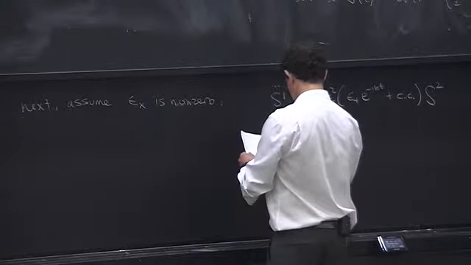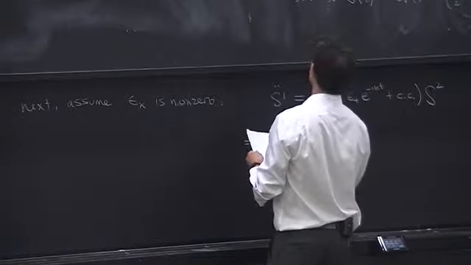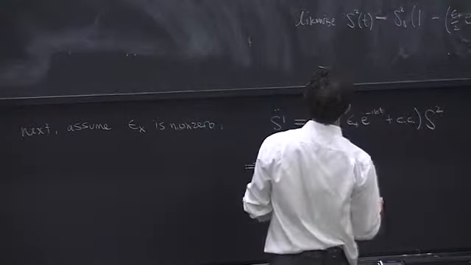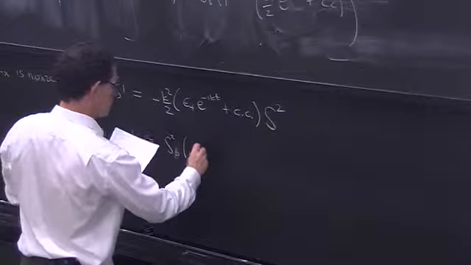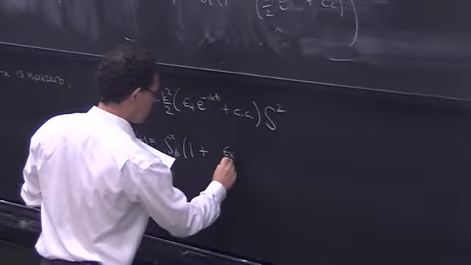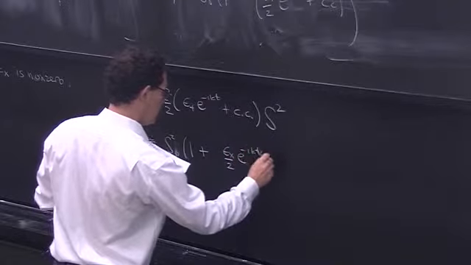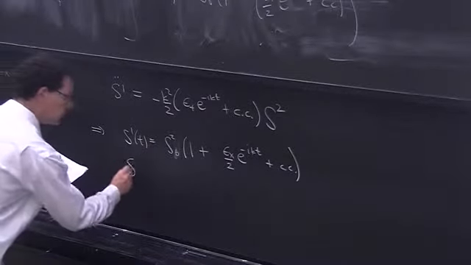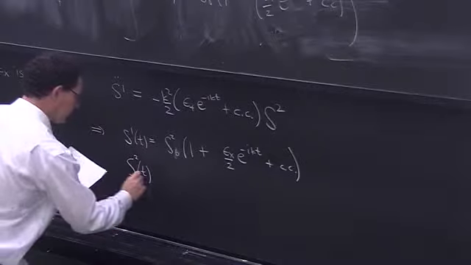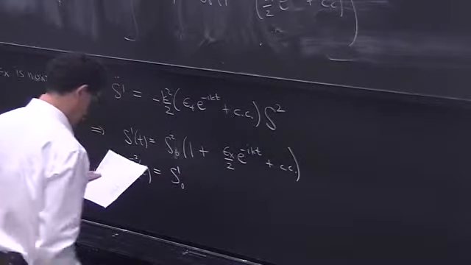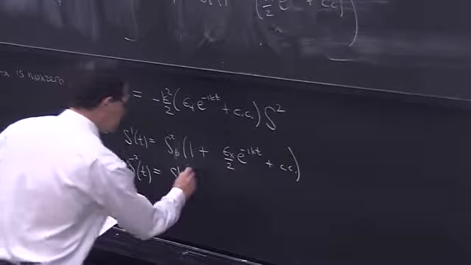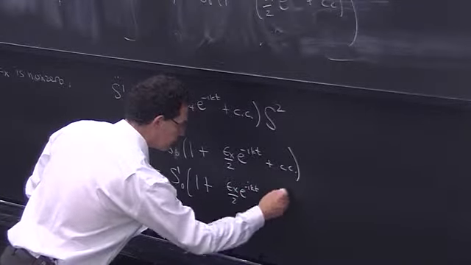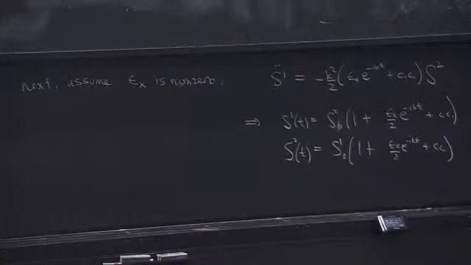And so what this leads to is that S1 of t is S2 of 0, S20, and again, a constant, times 1 plus epsilon cross over 2 e to the minus I kt plus complex conjugate, and S2 of t is equal to S1 0 times 1 plus epsilon x over 2 e to the minus I kt plus complex conjugate. So we can draw pictures of these two waves.